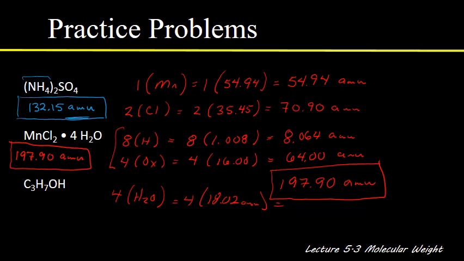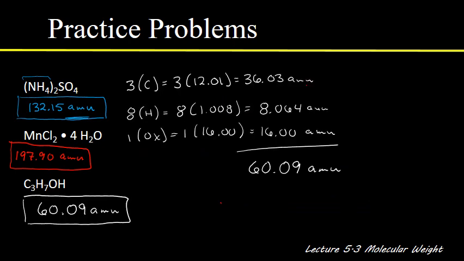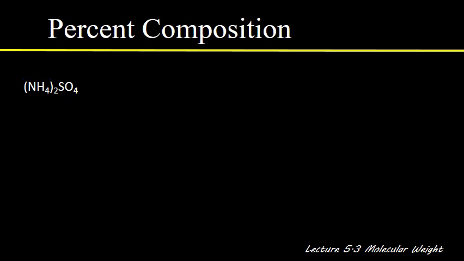And I will go ahead and put up my results for propanol. Okay, so for propanol, I had 3 carbons, 8 hydrogens, and 1 oxygen. I added all those up, and I got just a little over 60 atomic mass units. And so that is our molecular weight for propanol. All right, great. I want to take a little bit of time to go over percent composition. So let's take a look at that next.